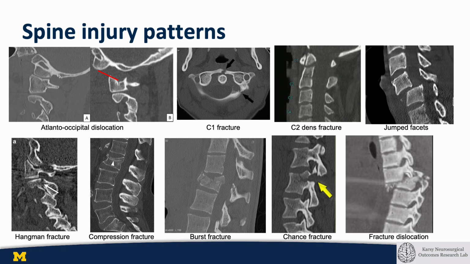And the burst fracture, or an A4 type fracture, is when the fragment is pushing within the spinal canal and the posterior wall is disrupted. A chance fracture involves a fracture going across the pedicle, and a fracture dislocation sort of needs no explanation. It just looks like a very bad fracture.